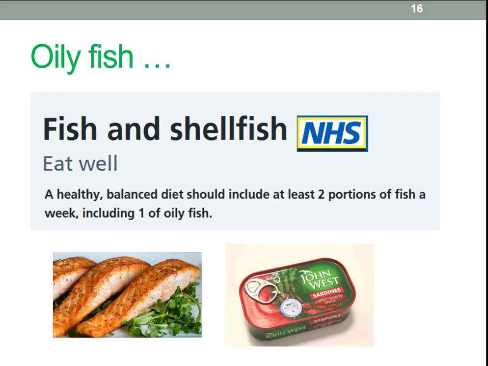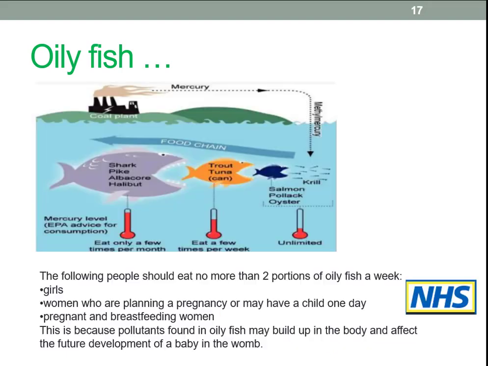Now, some sources of oily fish, such as salmon, are relatively expensive. However, sources such as tinned sardines are much cheaper, although they have gone up a lot in the past few months. A typical tin there has gone from about 90 pence to about £1.30 in the past few weeks, because of a range of factors. So that advice is okay for most people.